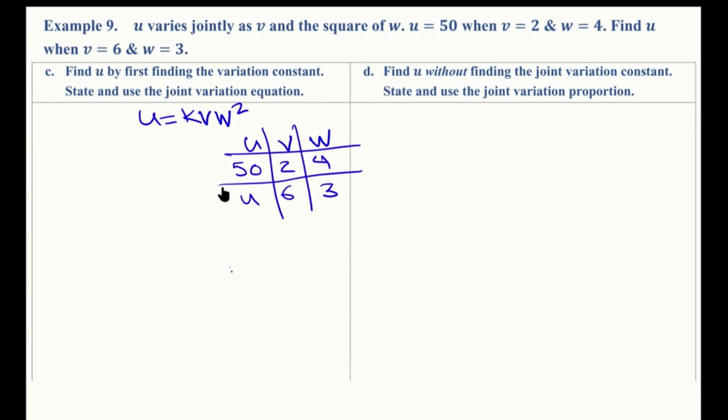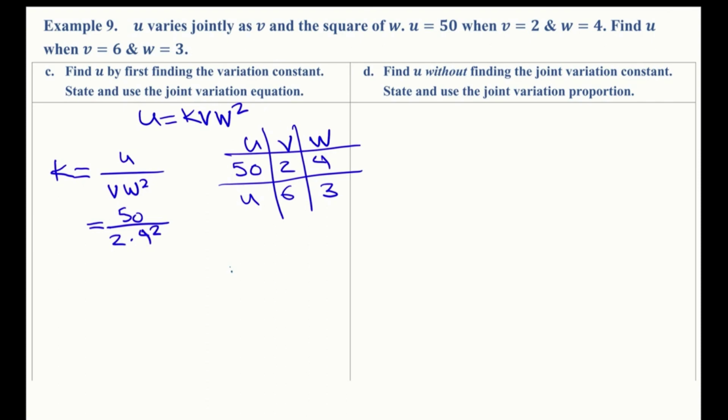So we're going to use this row where all the values are known to find k. Now this is a relatively complex equation, so it's easier if we solve for k first. So notice we get k equals u over vw squared. Now we're just going to substitute. So plug in 50 for u, 2 for v, 4 for w. So 2 times 4 squared, like that.